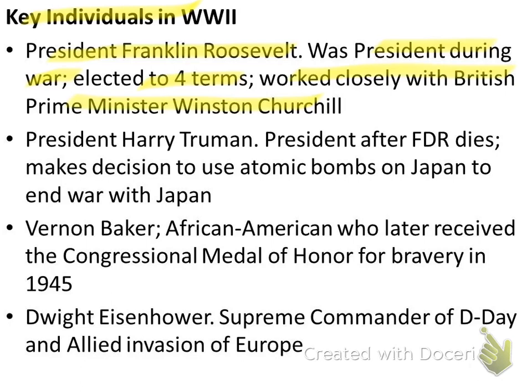Okay. Harry Truman becomes president upon the death of FDR. Truman is FDR's VP. He becomes president shortly after FDR dies, when he is sworn in. He makes a decision to use atomic bombs on Japan, which of course then ends the war with the Japanese. Vernon Baker, African-American, who later received the Congressional Medal of Honor, which is the highest award our nation has to offer. He was awarded this in 1945.